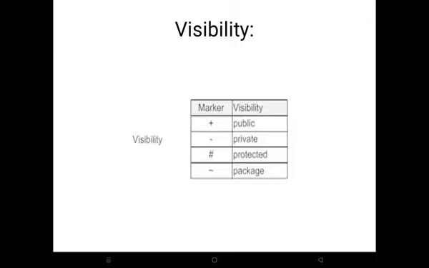Public visibility is represented with the plus marker, private with the minus, and protected with the hash. Public: anyone can access. Minus: only within a class can we access. Protected: the subclasses can also access.